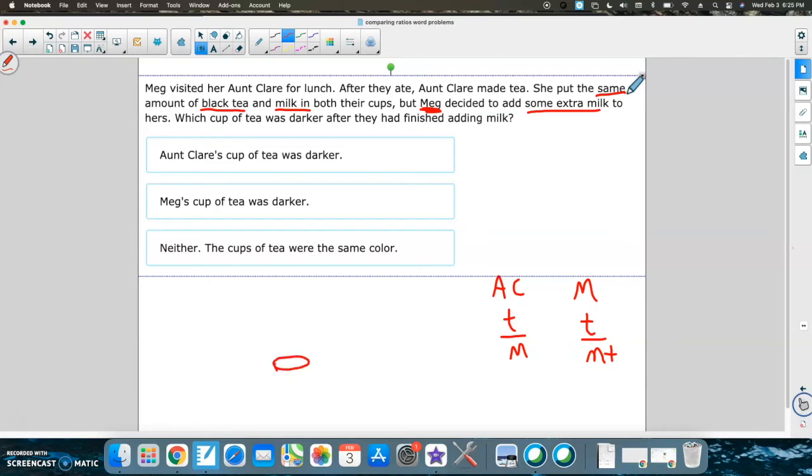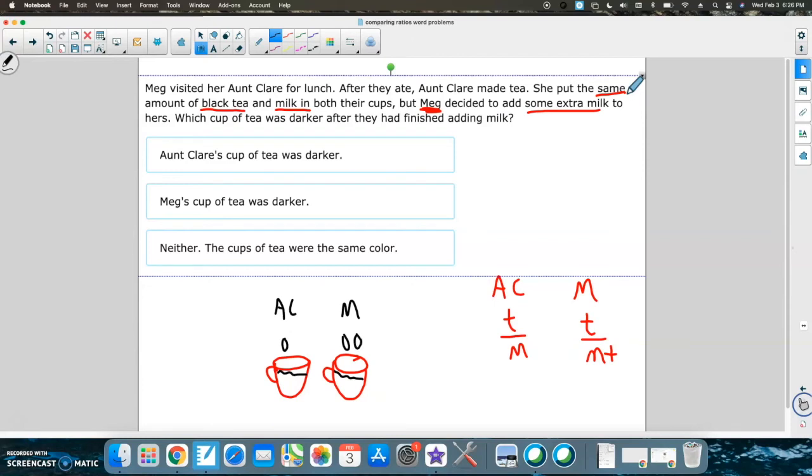So maybe sometimes it's helpful to draw a picture. So I'm going to draw a picture and we'll assume that these are the same size cups. Okay? And so I better label this as Aunt Clara's and this one's Meg. Okay, you put tea in both, right? And tea is usually black, right? Black tea. So Aunt Clara put some milk in each one. I'll show you a drop of milk there. Okay? But then Meg decided to add some extra milk.